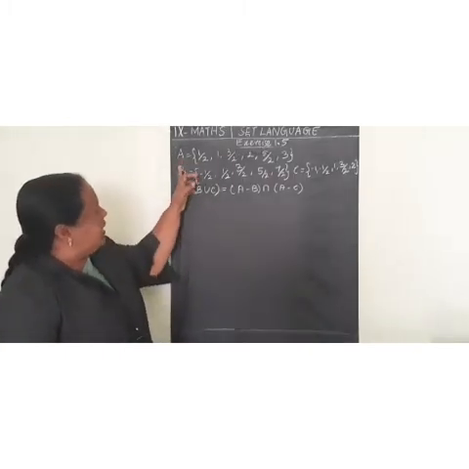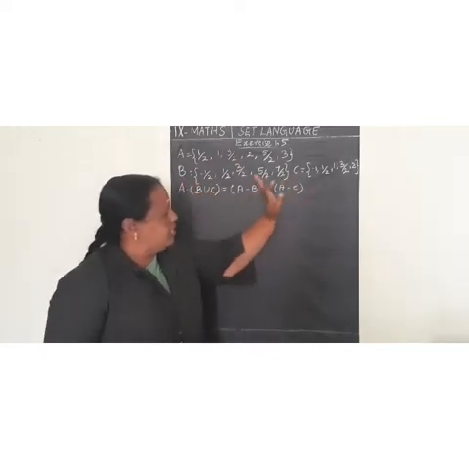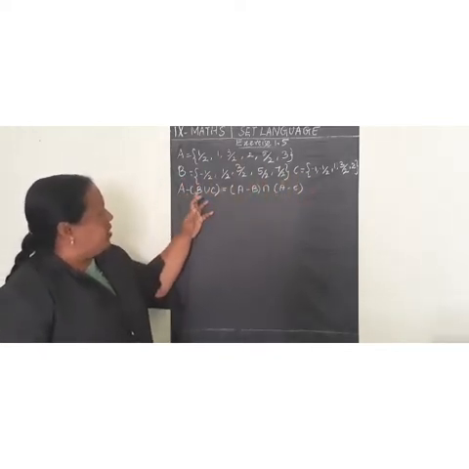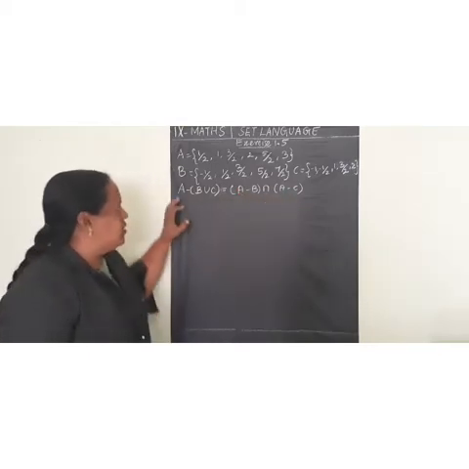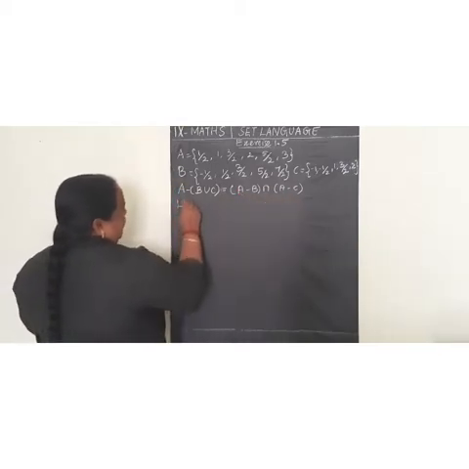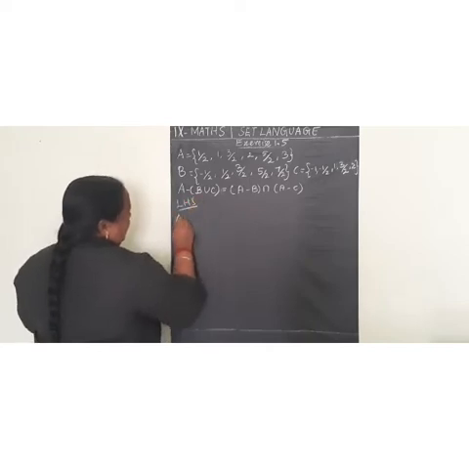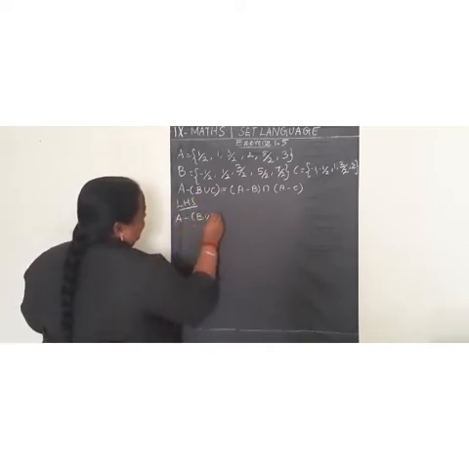Now we found the sets A and B, and set C is already given. Now we have to show that A minus (B union C) is equal to (A minus B) intersection (A minus C). So first we take the LHS: A minus (B union C).